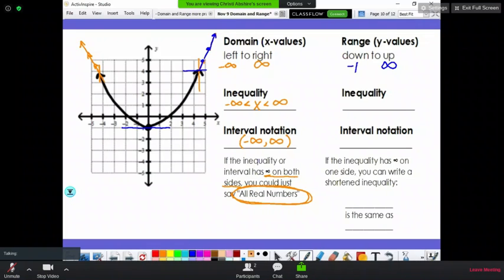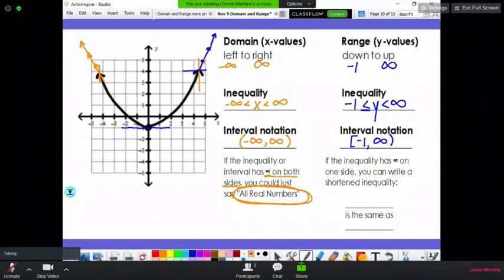For the interval, I put y in the middle, infinity on the right, of course. The -1 does have a colored in circle, so it gets an equal sign. And when I put this in interval notation, I could say -1 to infinity.